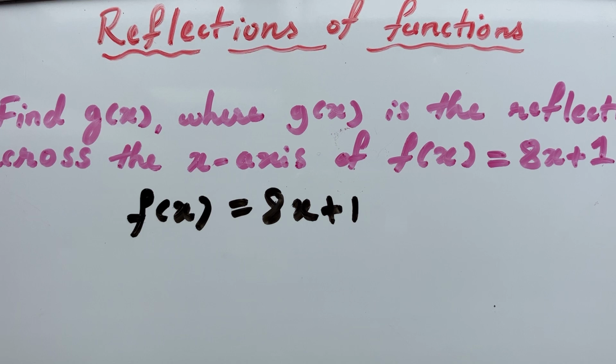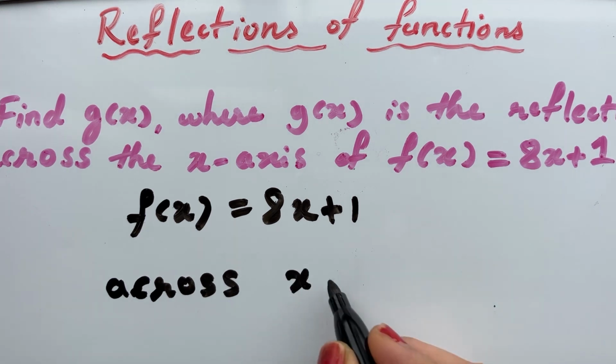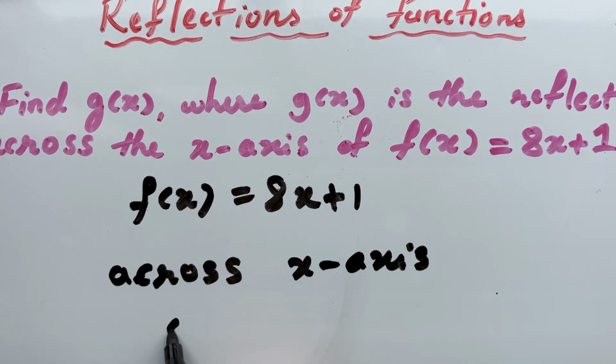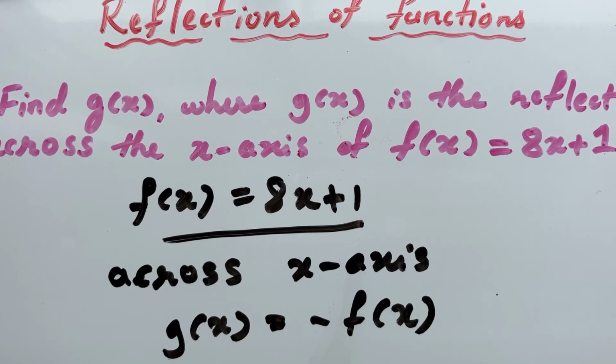When g(x) is the reflection across the x-axis, here g(x) is the reflection across the x-axis of f(x) = 8x + 1. So the reflection g(x) is taken as negative f(x). This is when g(x) is across the x-axis. Now you can find g(x).